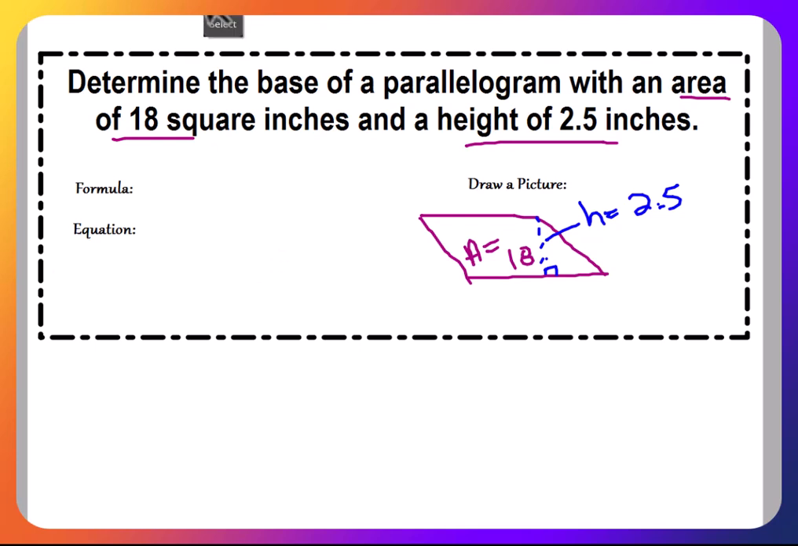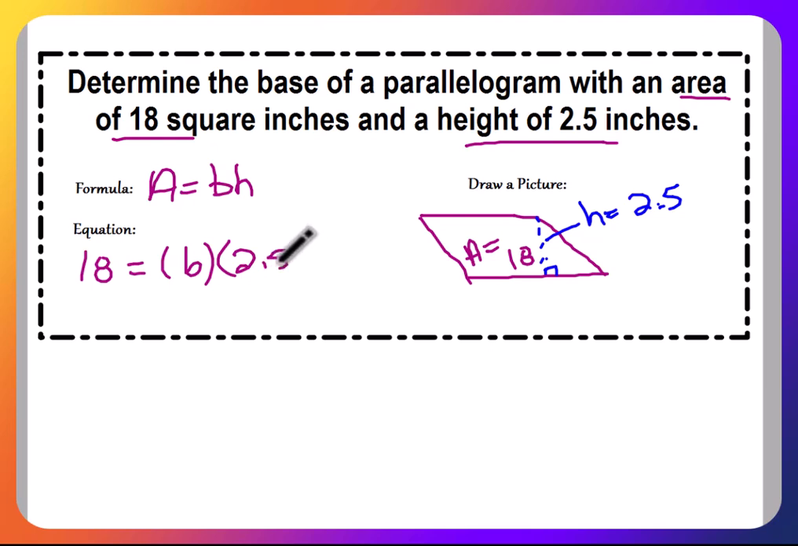Okay, now that I have it modeled, I can go ahead and solve. Write my formula. Always do that. It is so much easier to work with when you have the formula in front of you to view. Replace the variables with what we know. We do know the area. The area is 18, so I replace the A with an 18. The base I don't know, so I'm going to leave it a B, and the height is 2.5. Okay, now we're solving our equation. Our variable is not isolated, so we need to do the inverse operation of multiplying by 2.5, which is going to be to divide by 2.5. What you do to one side, you do to the other side.